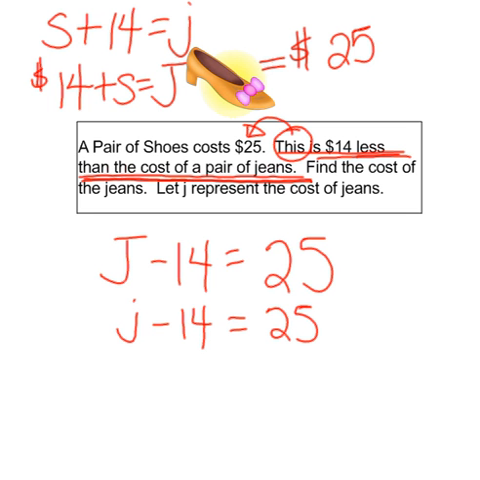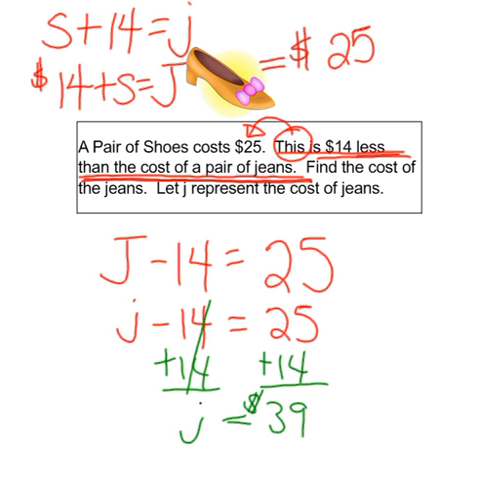To solve this equation, we will simply add 14 on both sides because we're working with a constant. So the cost of the jeans will be $39. Okay, so word problems, we like to answer with words. So the jeans cost $39. The jeans cost $39.